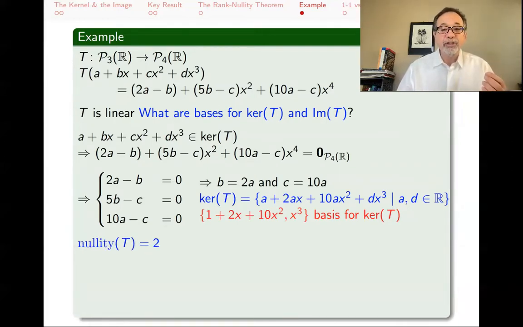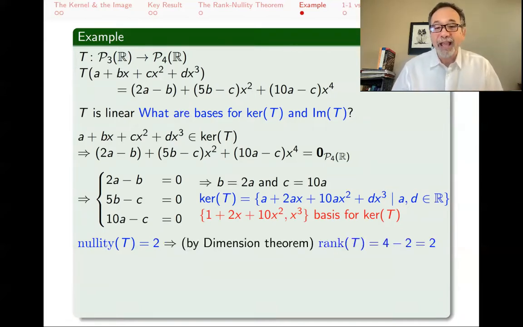And now here's where the dimension theorem comes in and says that the rank plus nullity is the dimension of the domain. The domain here is P3R, and it's 4-dimensional because a basis for it is 1, x, x², and x³. And if the nullity is 2, then that means that the rank is 4 minus 2, which is 2 as well. So now I know the rank is 2. So I haven't found a basis for the image, but I do know that the dimension of the image is 2, which means that to find a basis for it, all I need is 2 linearly independent vectors.